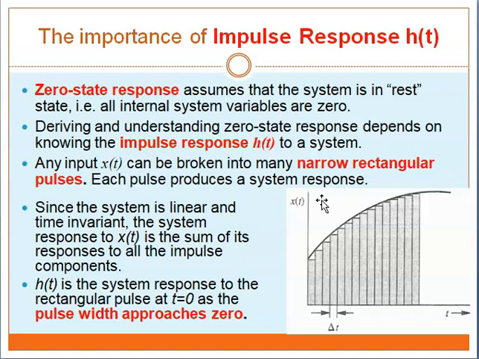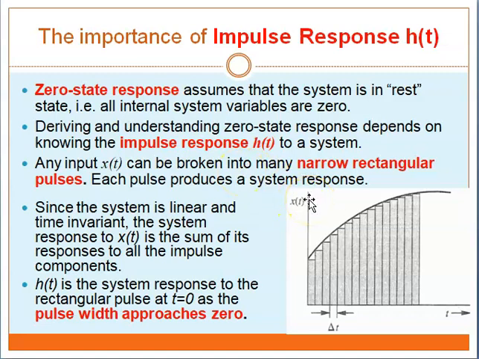So why is it that the impulse response is very important? This is the reason. The zero state response assumes that the system is in rest state, meaning that all the internal system variables are 0. When you derive and understand the zero state response, it depends on knowing the impulse response h(t) of a system. Any input x(t) can be broken into many narrow rectangular pulses, and each pulse produces a system response.